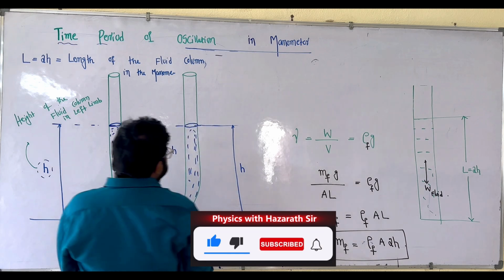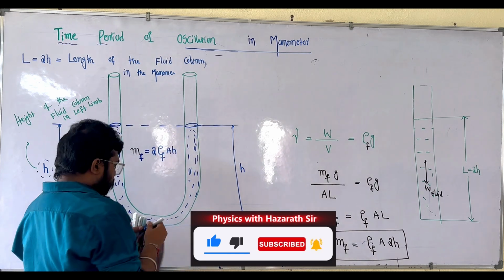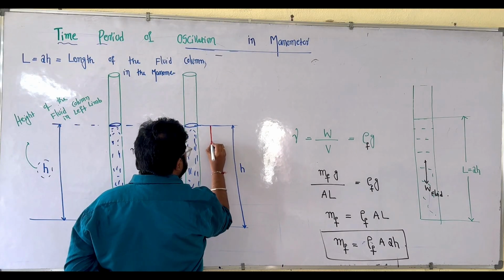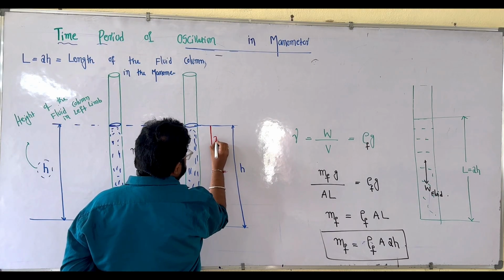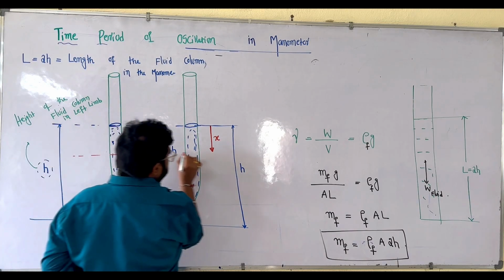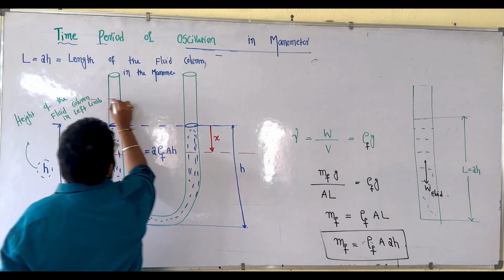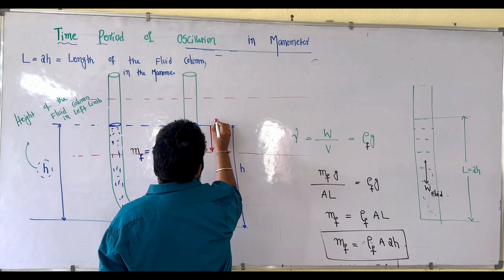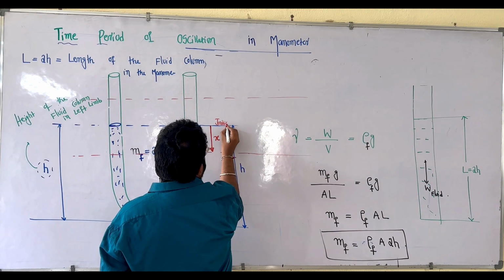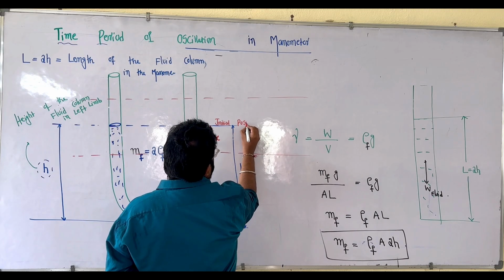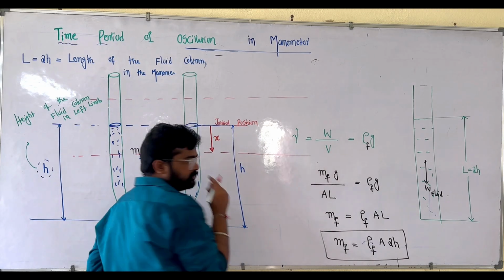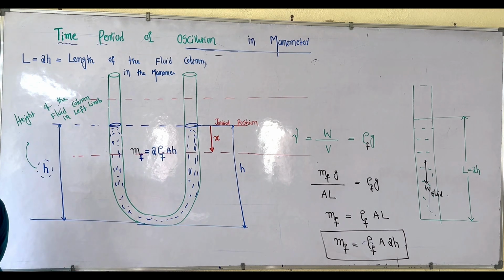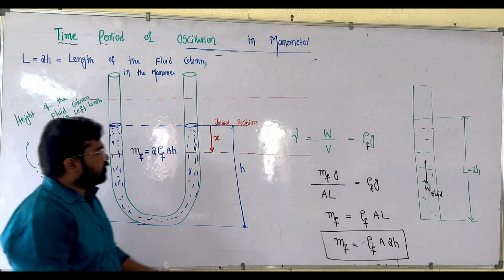So now we need to disturb the system and apply dynamics. x is the disturbance, from here to here. This is the initial position, the equilibrium position. The system is under static equilibrium condition.